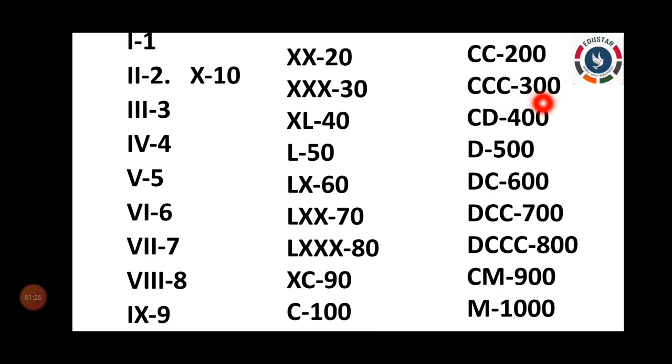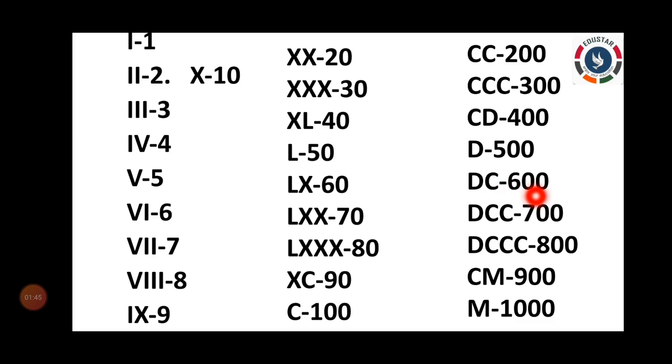C is equal to 300. CD is equal to 400. D is equal to 500. Here also the D value we know is 500. If you subtract 100 you will get 400. So what is the value for 100? That is C. So write C, then the 500 value D. CD is equal to 400. D is equal to 500.